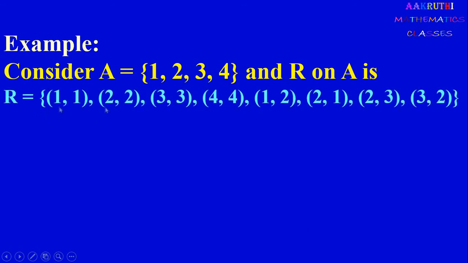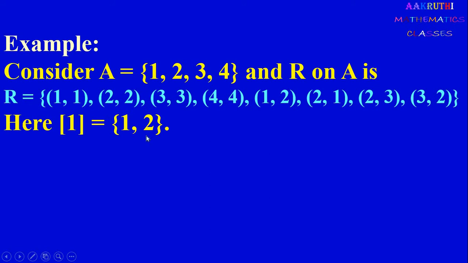It is defined as R equal to {(1,1), (2,2), (3,3), (4,4), (1,2), (2,1), (2,3), (3,2)}. And here 1 is related to 1 and 1 is related to 2 only. So therefore the equivalence class of 1 is {1, 2}.